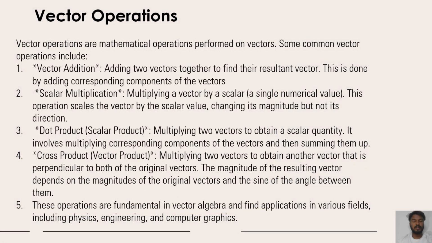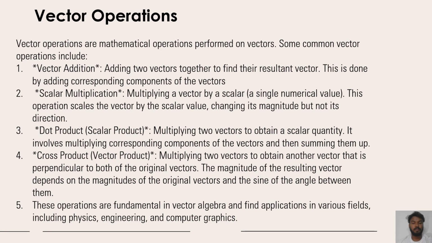Vector operations. Vector operations are mathematical operations performed on vectors. Some common vector operations include vector addition, scalar multiplication, dot product, cross product. So briefly we come to know about those. First one, vector addition: adding two vectors together to find the resultant vector. This is done by adding corresponding components of the vectors. Second one, scalar multiplication: multiplying a vector by a scalar, that is a single numerical value. This operation scales the vector by the scalar value, changing its magnitude but not its direction.